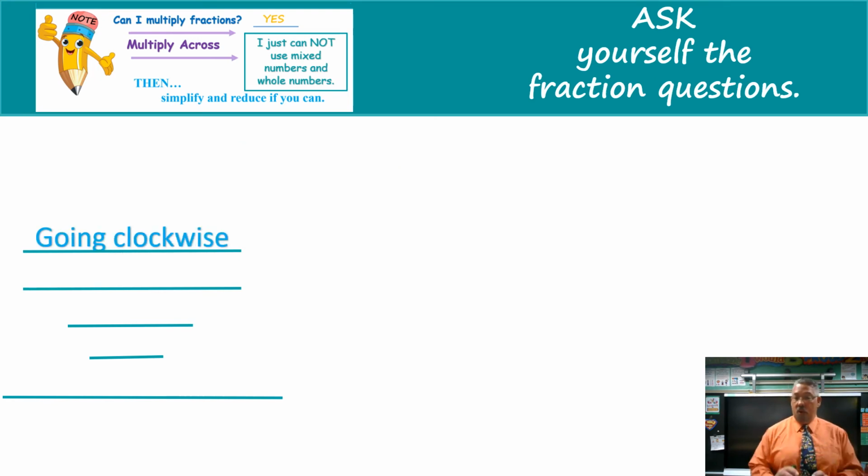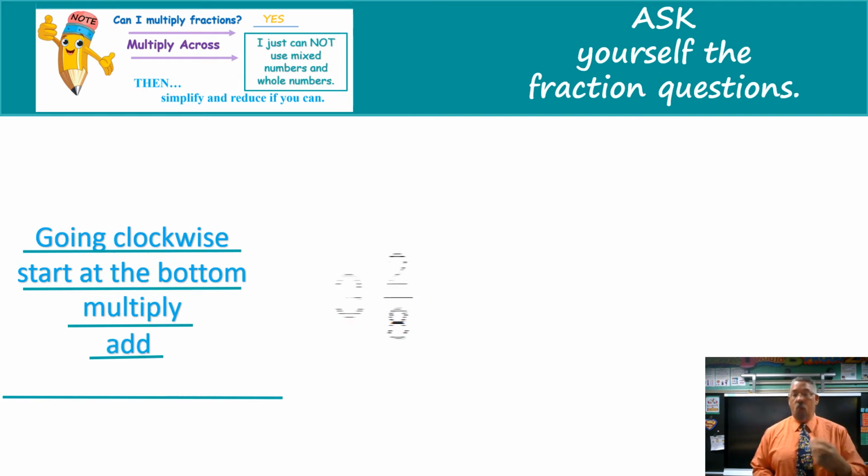So the steps are this. We're going to go clockwise. We're going to start at the bottom. We're going to multiply. Then we're going to add. So what that means is when you look at the mixed number that I've given you, 3 and 2/8, I'm going to go clockwise, just the way the second hand works. But I'm going to start at the bottom. Where I have the 8, I'm going to start with multiplying.